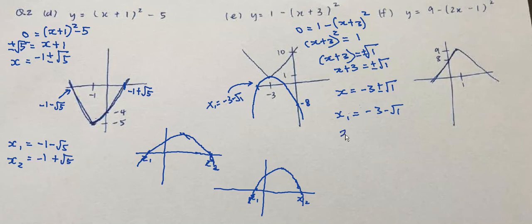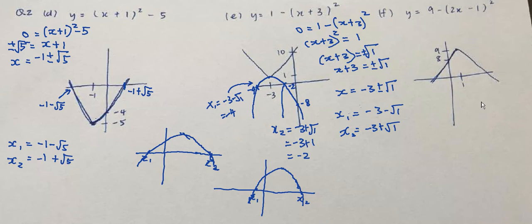Now your x2, the second x-intercept, will be minus 3 plus square root 1, taking the positive one, which is the bigger number. Square root 1 is still 1, so it's minus 3 plus 1, which gives you minus 2. So this point here is actually minus 2. And this one is minus 3 minus 1, which becomes minus 4. So this point is minus 4.